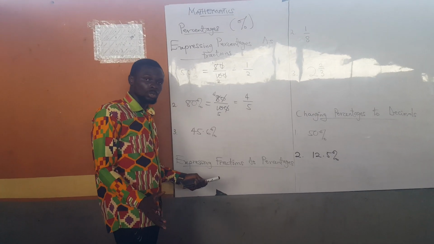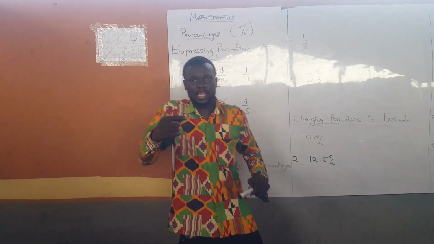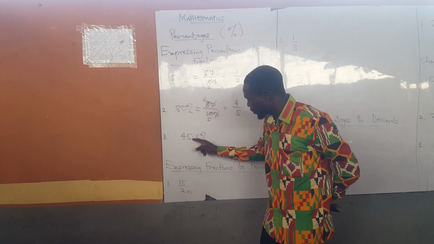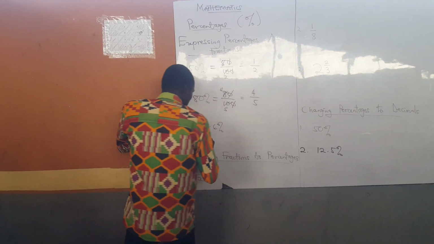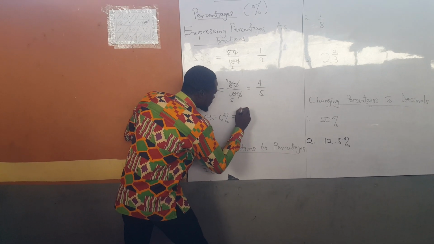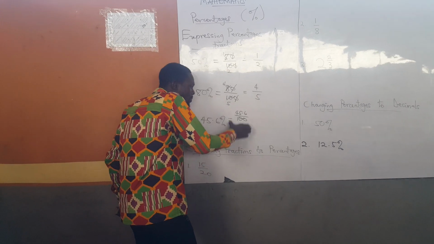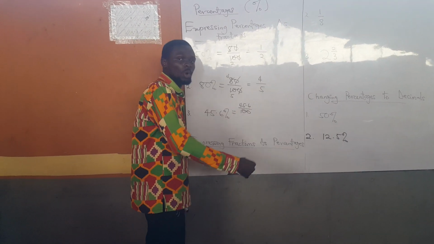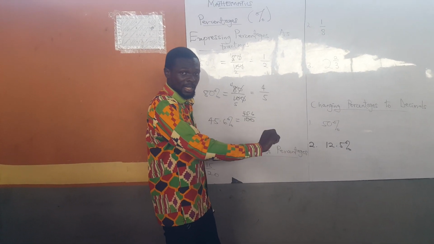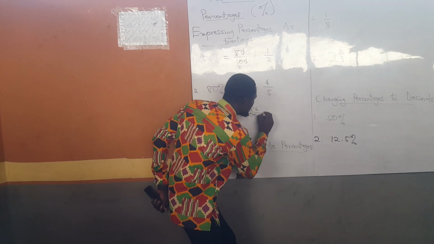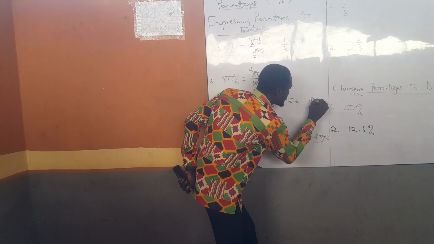When it comes to the third one, you have 45.6%. So what do I have to do? It simply means that this number, 45.6%, is out of 100. So you have to simplify this fraction to its lowest term. Now this 45.6% over 100 can be written as 45.6 divided by 100.